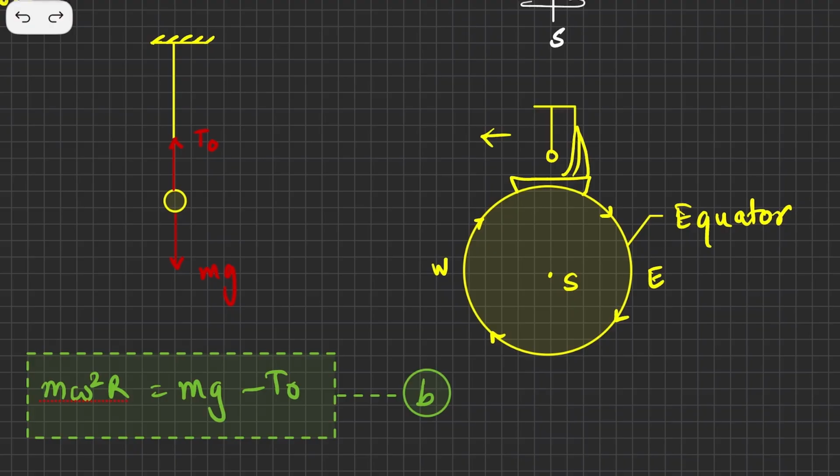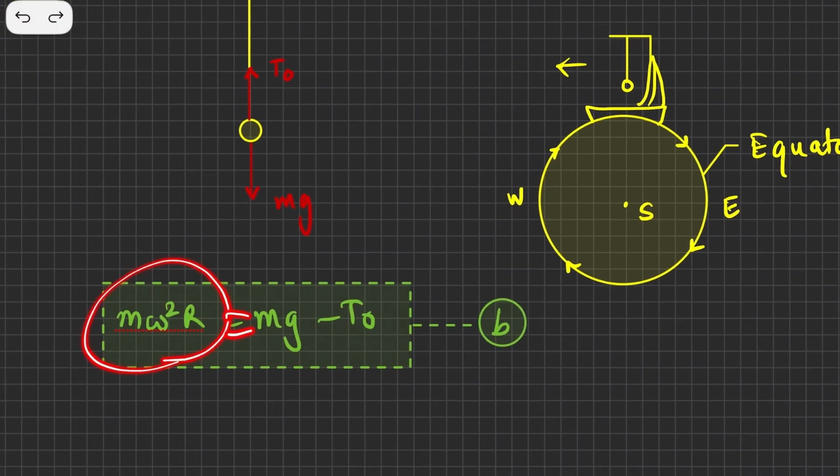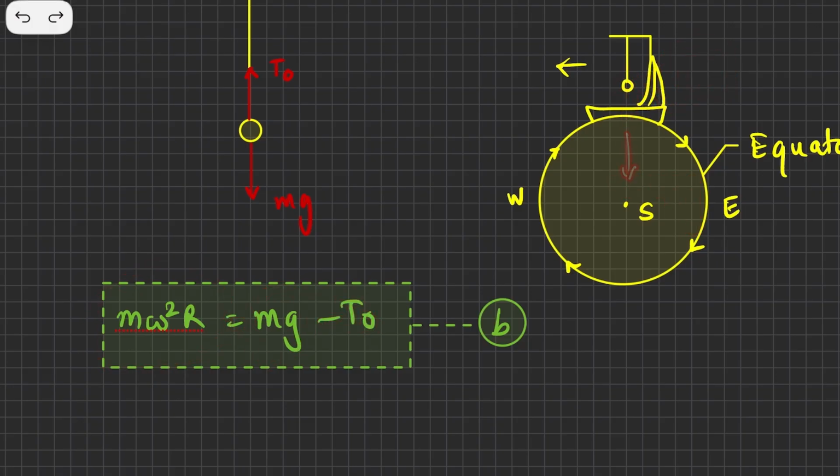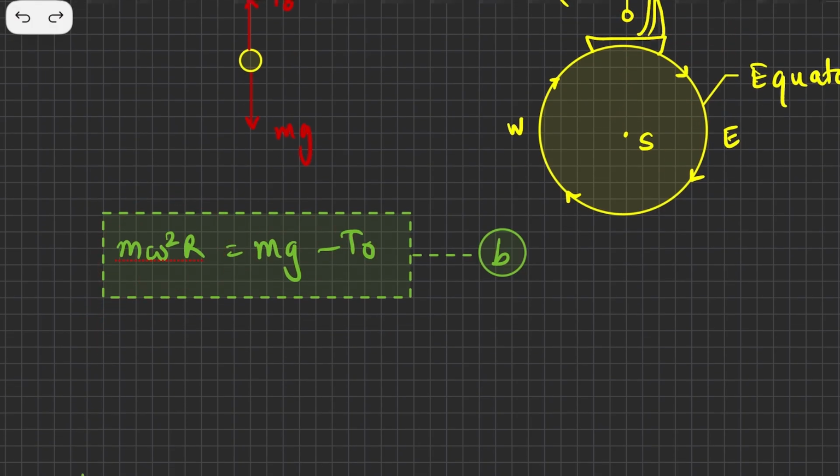In this case, because the ship is in a circular motion, the centripetal force is acting towards the center, and this centripetal force m omega square r is provided by the gravitational force mg. So mg is downward, tension T0 is upward, and the centripetal force is downwards. The centripetal force is provided by gravity, and T0 is exactly opposite to that. So this is what they were asking: what is the difference between the gravitational pull and the tension?